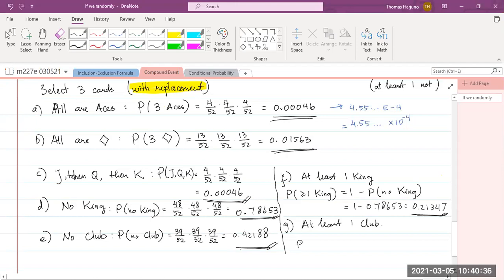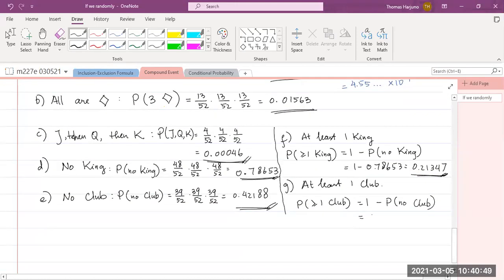Okay, probability of at least one club, that's 1 minus probability of no club, that's equal to 1 minus 0.42188, which is 0.57812.